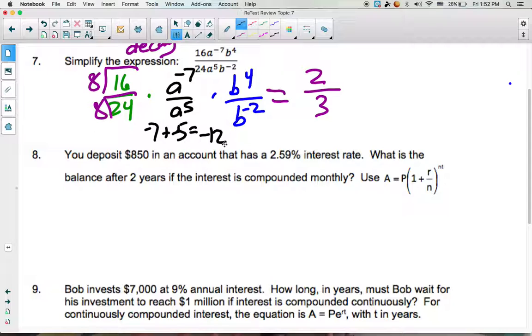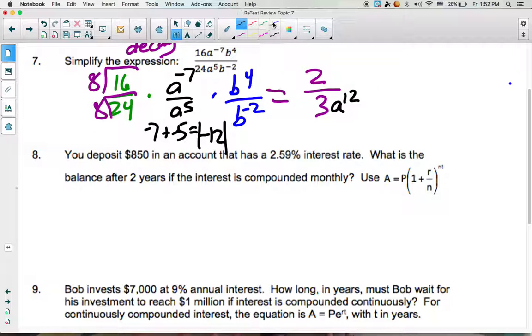Now, how do I determine where the a is? Is it in the numerator or the denominator? Well, if you look at your original problem, I have a negative 7 and a 5 for the exponent. Which exponent is the larger number? Well, 5 is bigger than negative 7, so the a will be in the denominator of our fraction. And we take this negative 12, you basically will take the absolute value of it, so the absolute value of negative 12 is positive 12, and it'll be a to the 12th power.